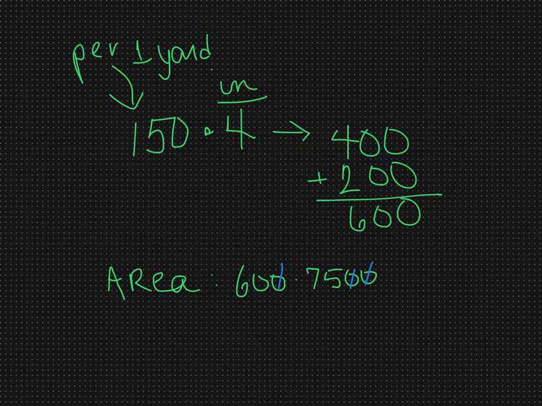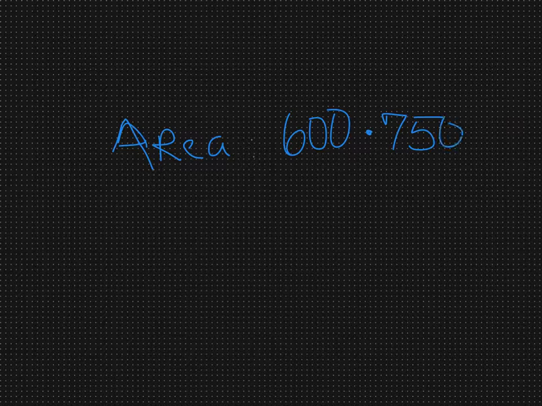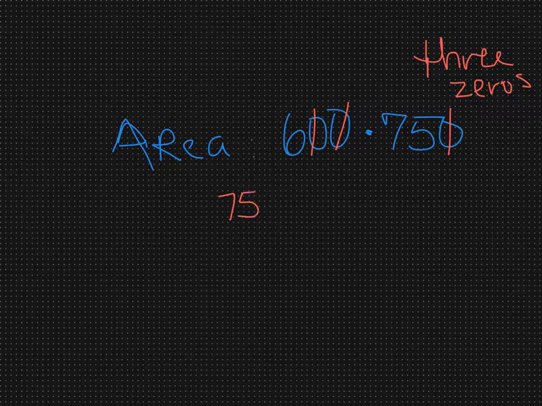Well, I put too many zeros in here. I'm actually going to rewrite this on the next page. I know that area is 600 times 750. I'm going to ignore these zeros for now. I've got 1, 2, 3 zeros that I know I need to add back on at the end. And I know I need to do 75 times 6.